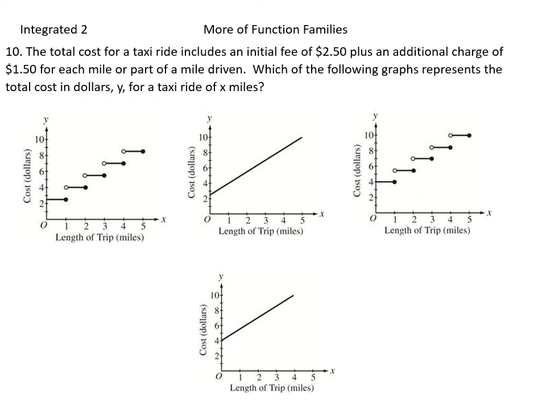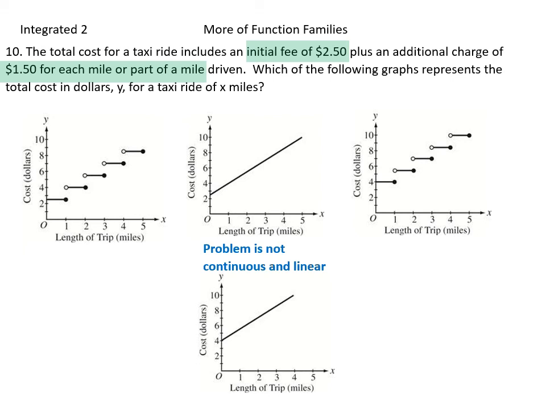Now, the last one, total cost for a taxi ride includes an initial fee of $2.50 plus an additional charge of $1.50 for each mile or part of a mile driven. Which of the following graphs represents the total cost in dollars Y for a taxi ride of X miles? Well, first off, initial fee of $2.50. You get in the cab, you got to pay $2.50. And then if you go a partial of a mile, you have to pay $1.50. It's not a portion of $1.50 for each portion of a mile. It's a total of $1.50.